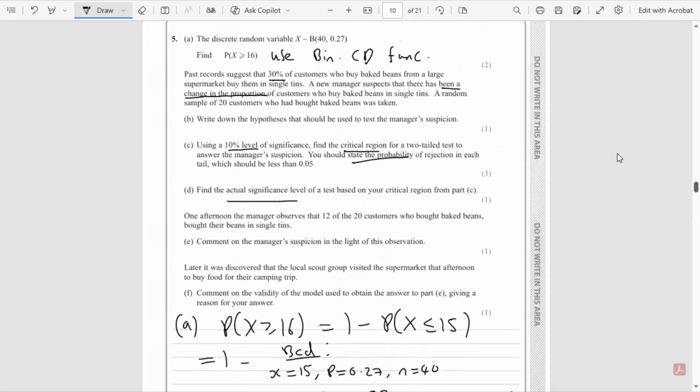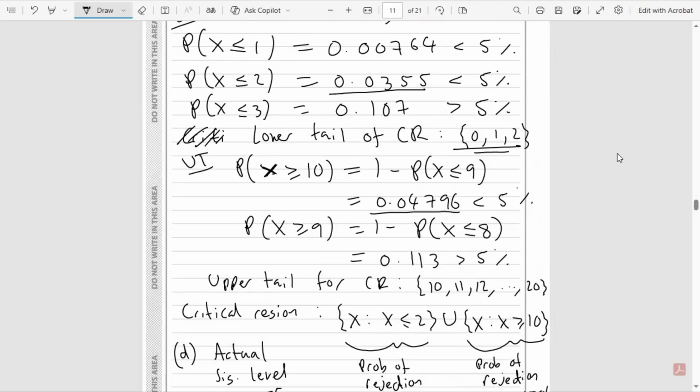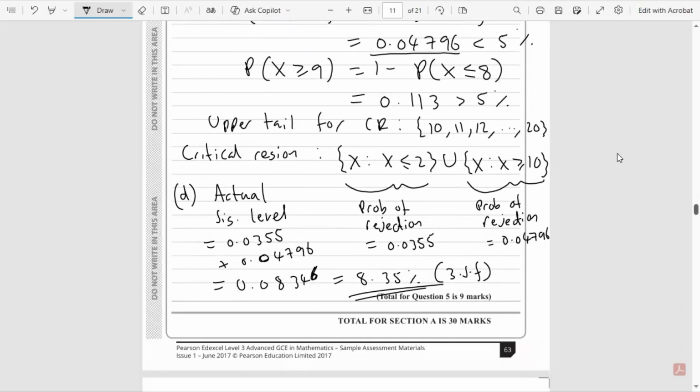Now let's go to part E. One afternoon, the manager observes that 12 of the 20 customers who bought baked beans bought their beans in single tins. Comment on the manager's suspicion in the light of this observation. Right, so 12 was the observation. If we go to our critical region from part C, you will see that 12 is in the critical region.